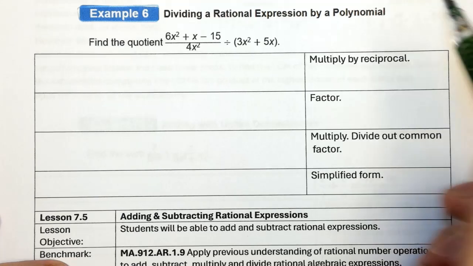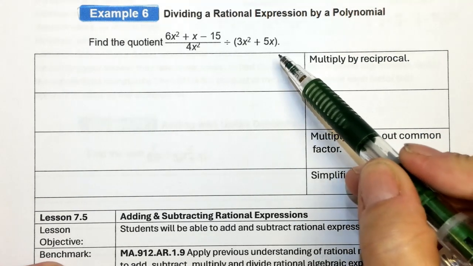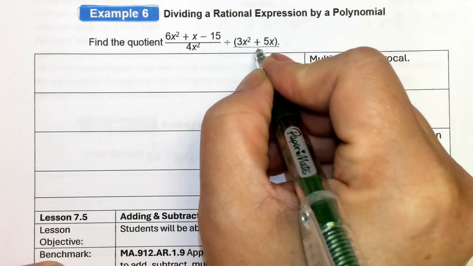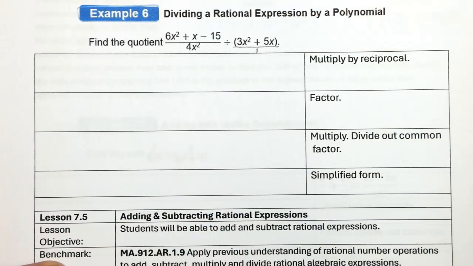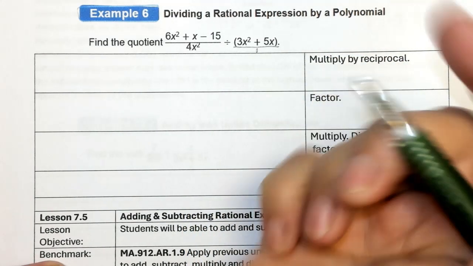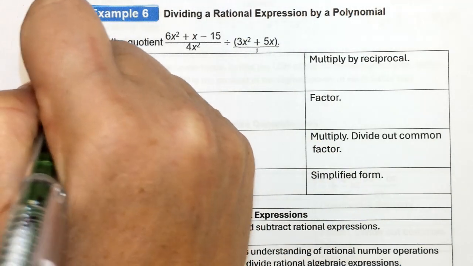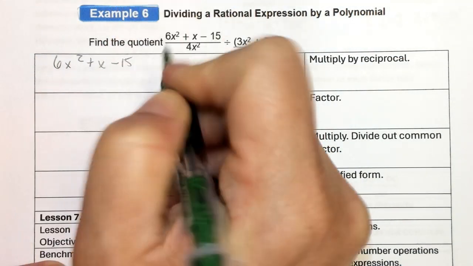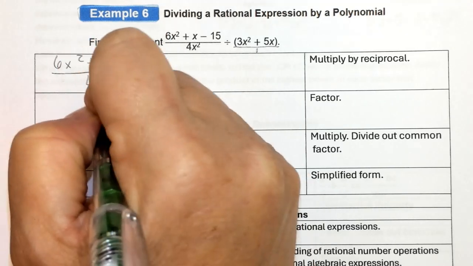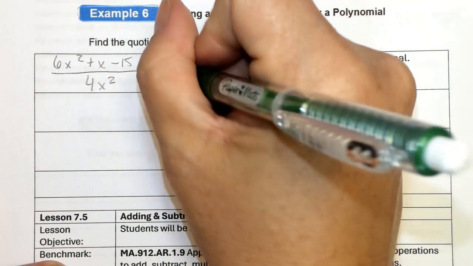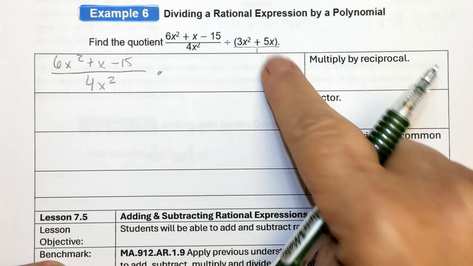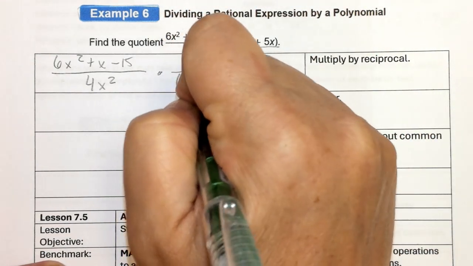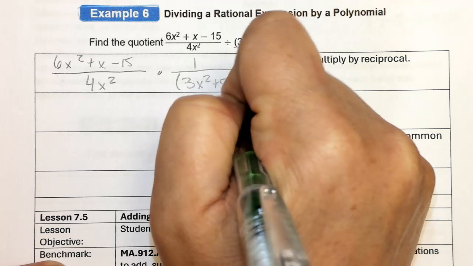So looking at example 6, we need to multiply by the reciprocal. Well, what happens when we don't have a fraction here? Remember, we can just put that under 1. So if we multiply by the reciprocal, that would be the same as saying 6x squared plus x minus 15. So we're just rewriting the first one as is. But then we're going to multiply, and then remember, keep, change, flip. So flip that one. So 1 over 3x squared plus 5x.